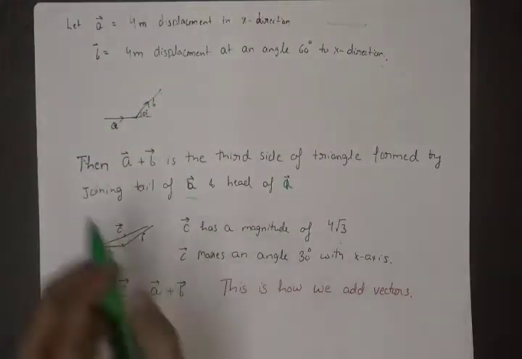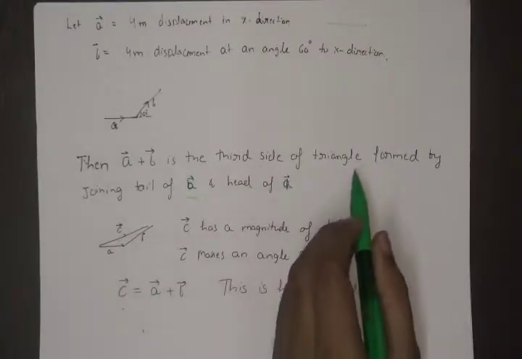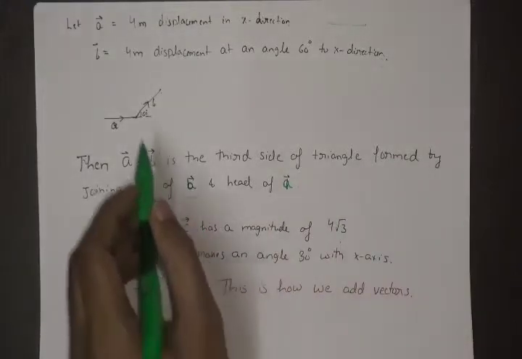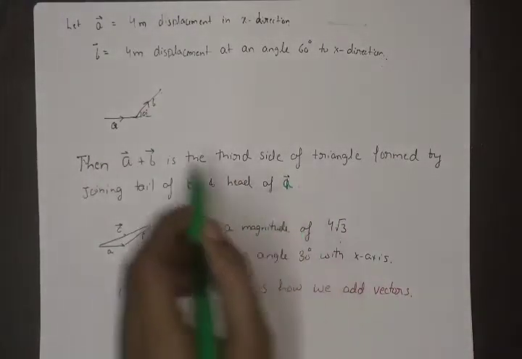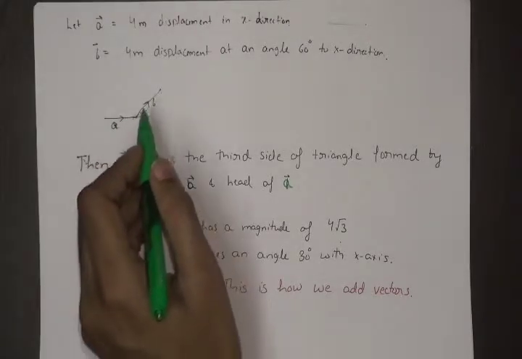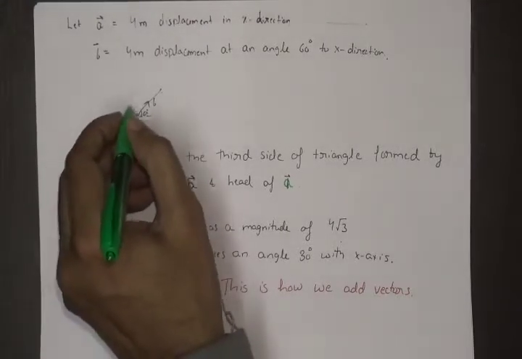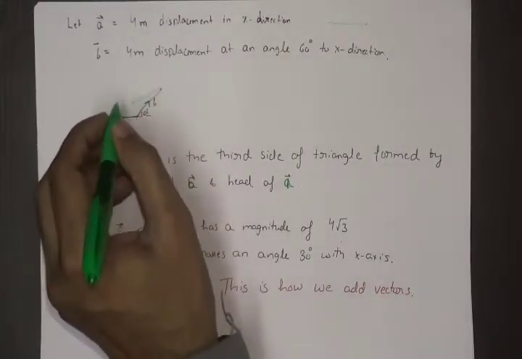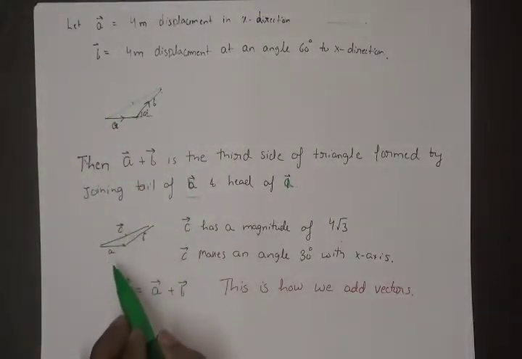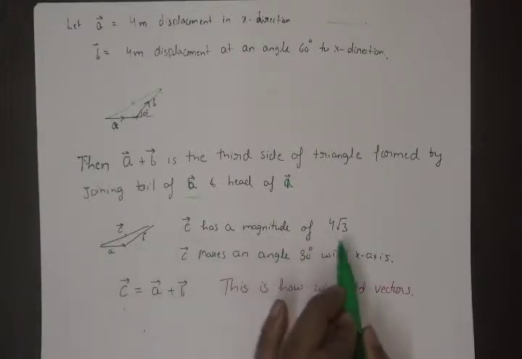Then A vector plus B vector is the third side of the triangle formed by joining the tail of B and the head of A vector. This is the A vector's head and this is the B vector's tail. We join them. The sum of these two vectors is the third side of the triangle. C vector therefore becomes equal to A vector plus B vector. C vector has a magnitude of 4 root 3.